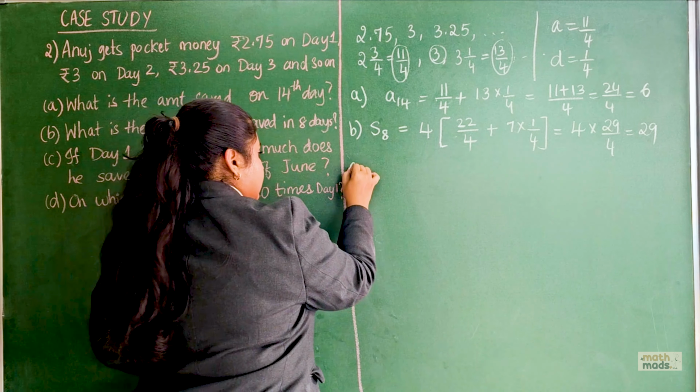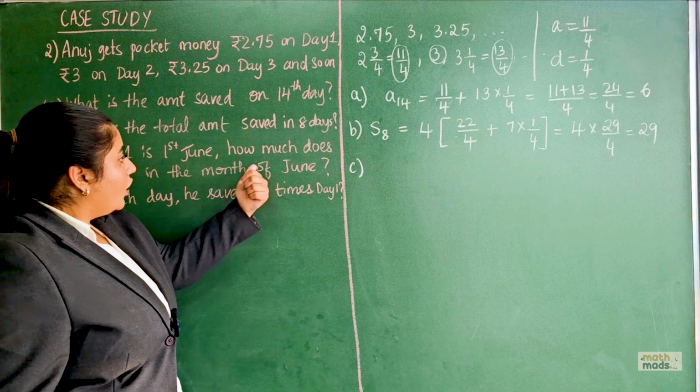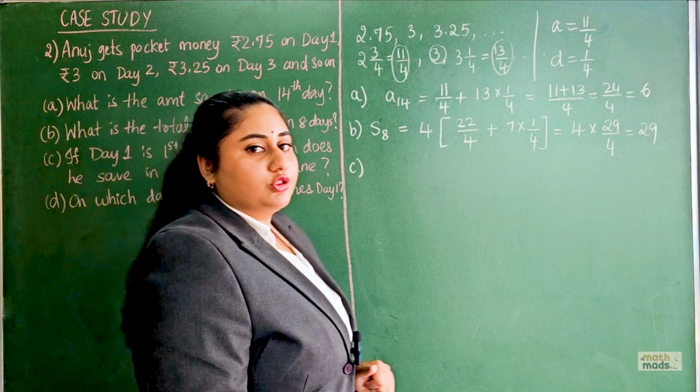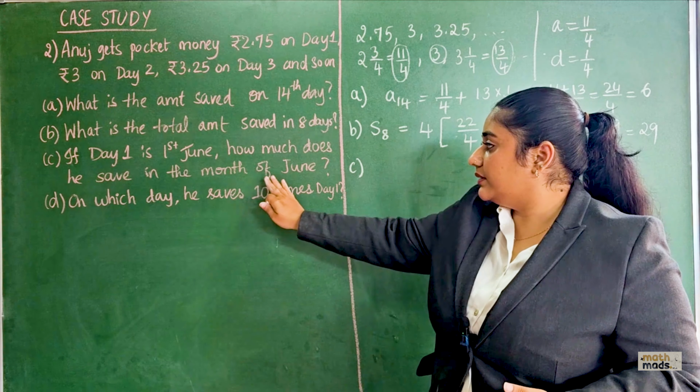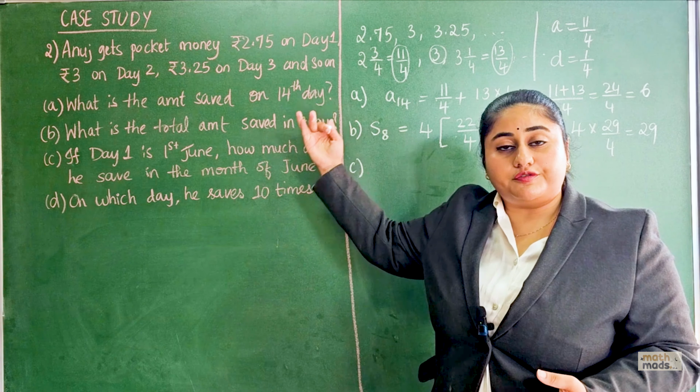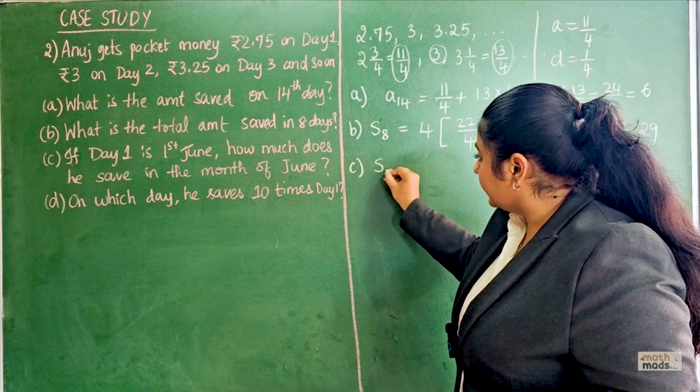Okay. Now let's look at the third question. If day 1 is 1st June, how much does he save in the month of June? So now let's say he starts saving on 1st June, then the month of June has 30 days. So to find the total amount he has saved in 30 days, I have to find S30.